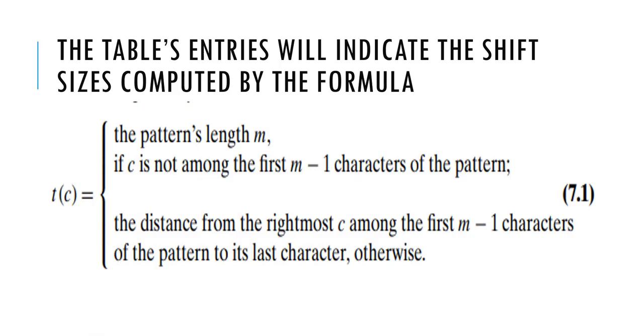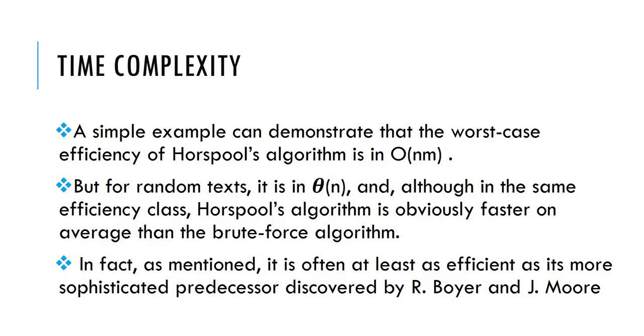Okay, hope you understood. What is the time complexity? In the worst case the time complexity is order of nm, and for random text it is theta of n. So it is very fast compared to the brute force algorithm, because it's not a quadratic time complexity, it's just nm. It doesn't have any higher level of complexity.